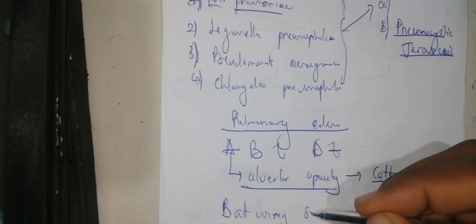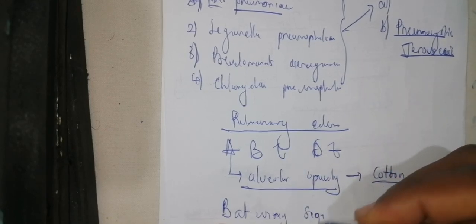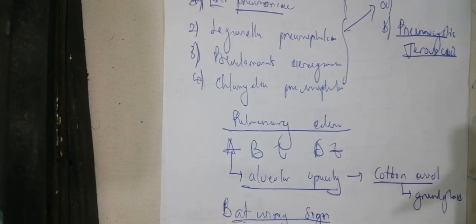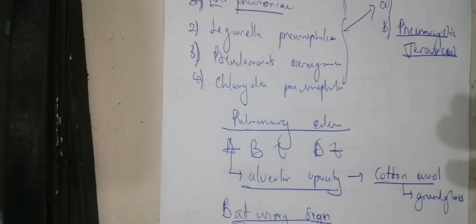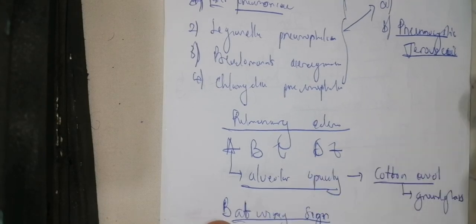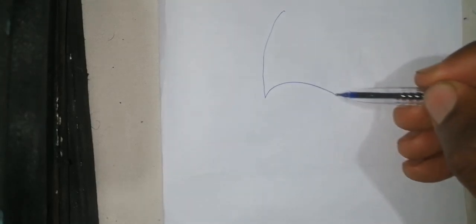Now B is for the bat wing sign. B is going to show you the bat wing sign, and the bat wing sign is also another sign for pulmonary edema. So B is like a bat wing sign, meaning that on the X-ray, so let's say that you have the X-ray like this.